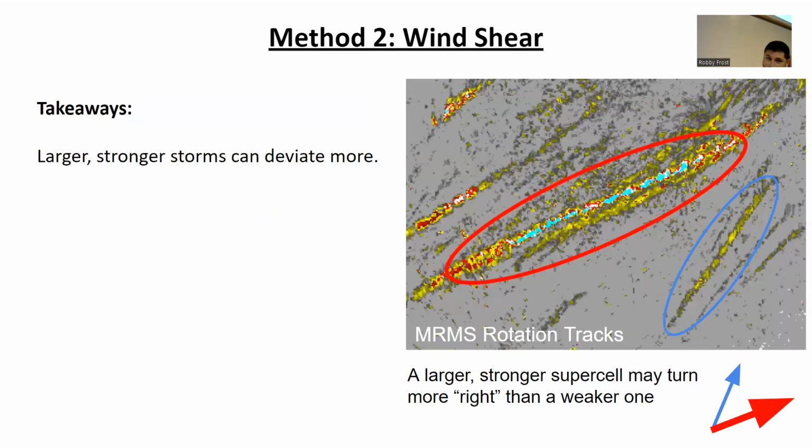So takeaways here are that larger, stronger storms can deviate more. Again, we talked about this effect is maximized where the shear is strongest and the updraft is strongest. Stronger, wider, more persistent updrafts are going to deviate more to the right. You can see that in these rotation tracks. The stronger rotation track there deviated much more to the right than these weaker ones circled in blue.